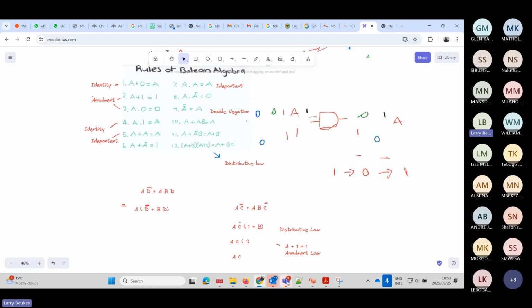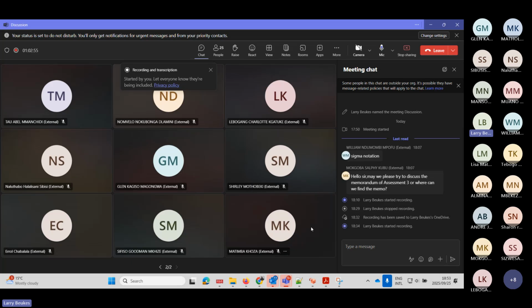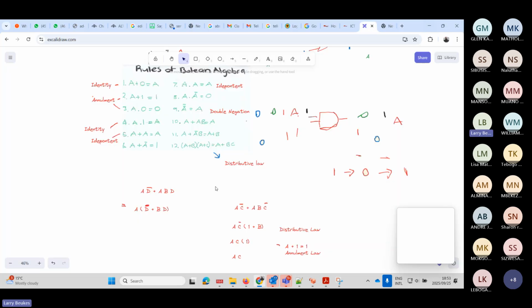Let me just see if someone saw something. Okay, no one. All right, so let's try that. There was one that we did that was like that. We had to use this. You see, for example, we know that B and B is equal to B. You see, we had to use something like that. So let's erase here.